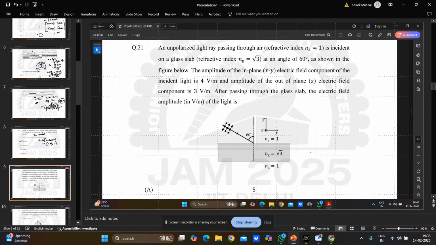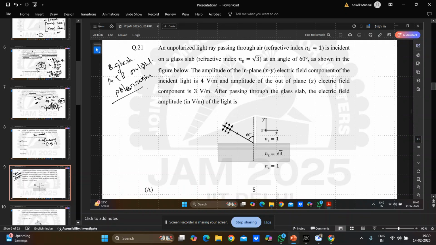The options are not visible, but let's see the solution. This is a conceptual question, and if you are not familiar with this, I strongly recommend the textbook on light by Ghosh: polarization, and polarization by refraction. Read this part.